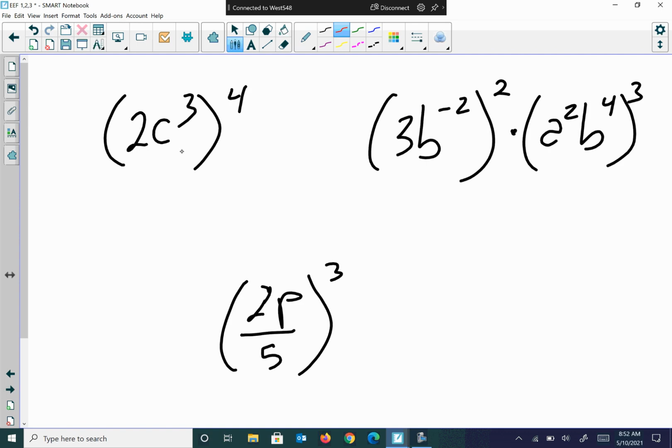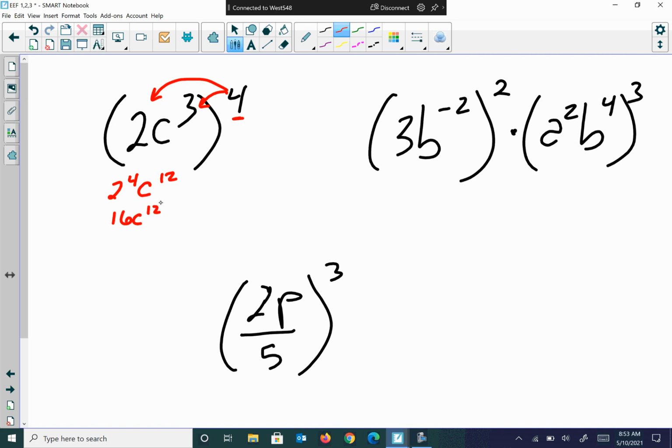Okay, so these are a few that we've done. The first one, I have a quantity raised to the 4th power. So that means I have 2c to the 3rd, 4 times. I can realize I can apply the 4 here and here. So 2 to the 4th, and then c to the 12th. And 2 to the 4th is 2 times 2 is 4, times 2 is 8, times 2 is 16.